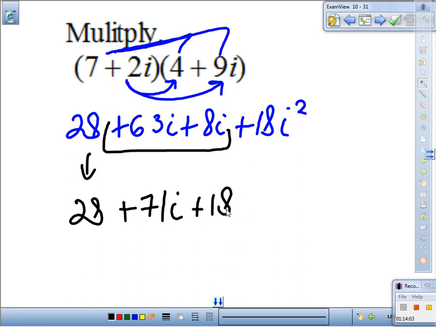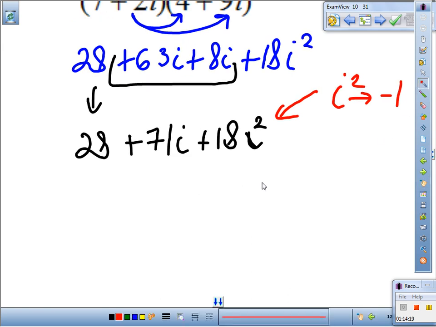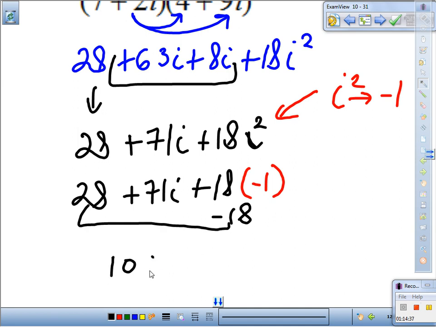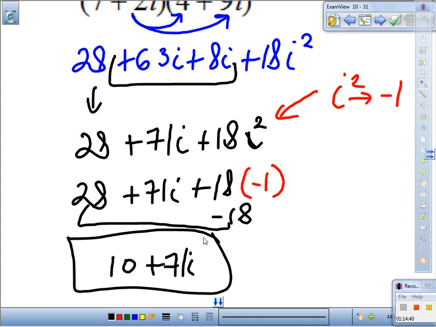This one is 18i squared. However, the last step, since we already combined like terms, what do we know? That i squared is negative 1. We need to substitute that. You guys have been doing that. 28 plus 71i plus 18 times negative 1. This is negative 18. Combine that with this. That gives us 10 plus 71i. Have you got that? Okay, good.